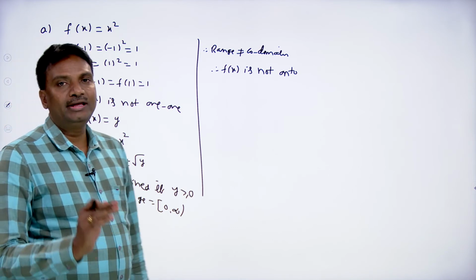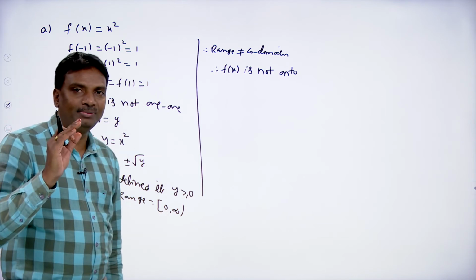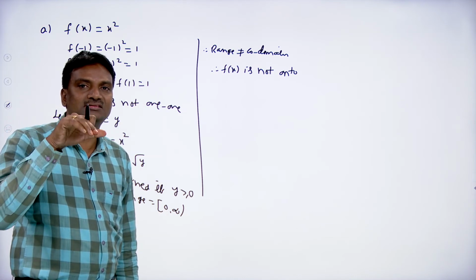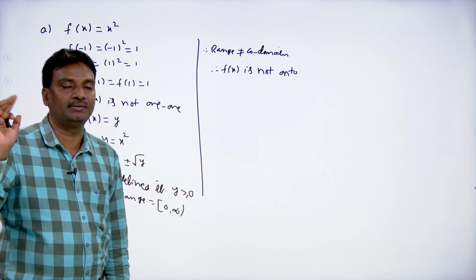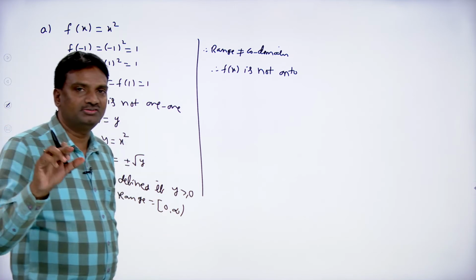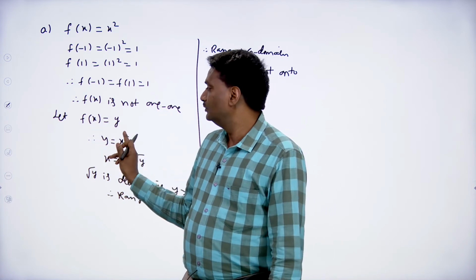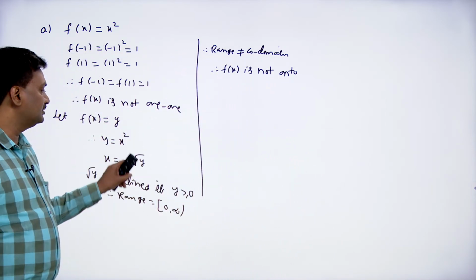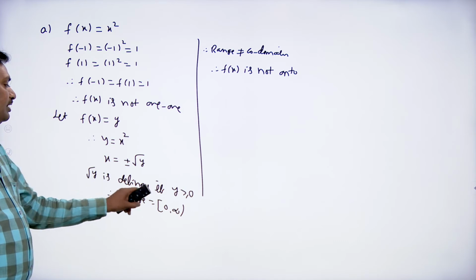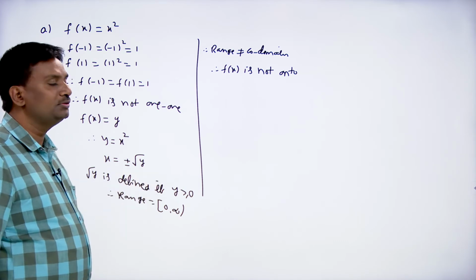Okay. So here by considering two different elements 1 comma minus 1, after simplification we have the same image 1. That's why we can say f of x is not a 1-1 function. To check whether f of x is onto or not, let us consider f of x equal to y. So x equal to plus or minus root y. Root y is defined only if y is greater than or equal to 0. So range equal to [0, infinity).